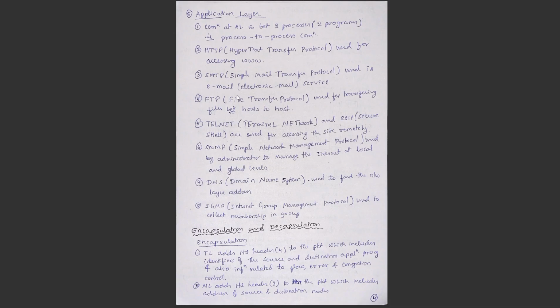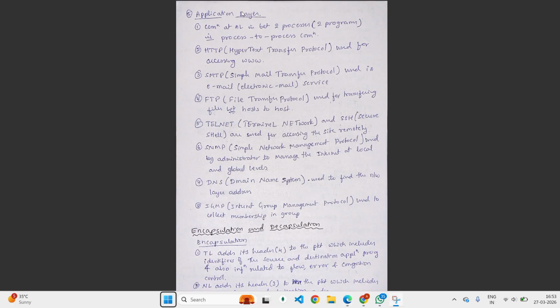Now the application layer. In the application layer, the communication is done between two processes. There are many protocols used in this layer: HTTP, SMTP, FTP, Telnet, SNMP, DNS, and IGMP.